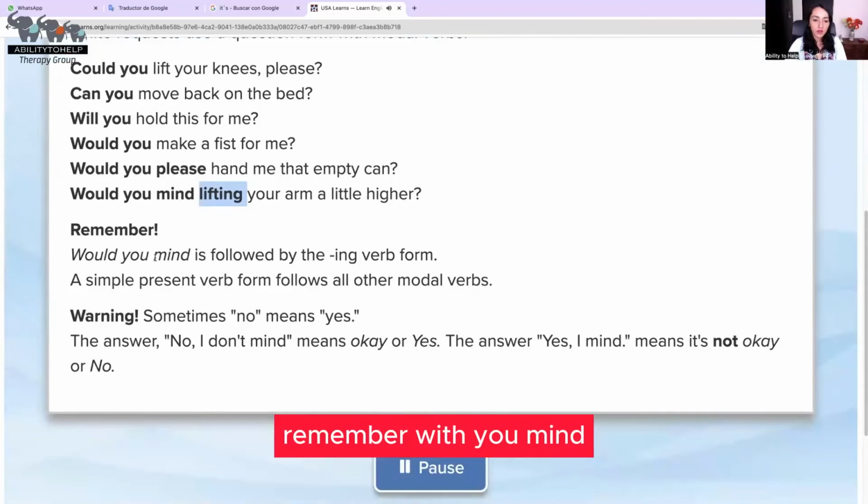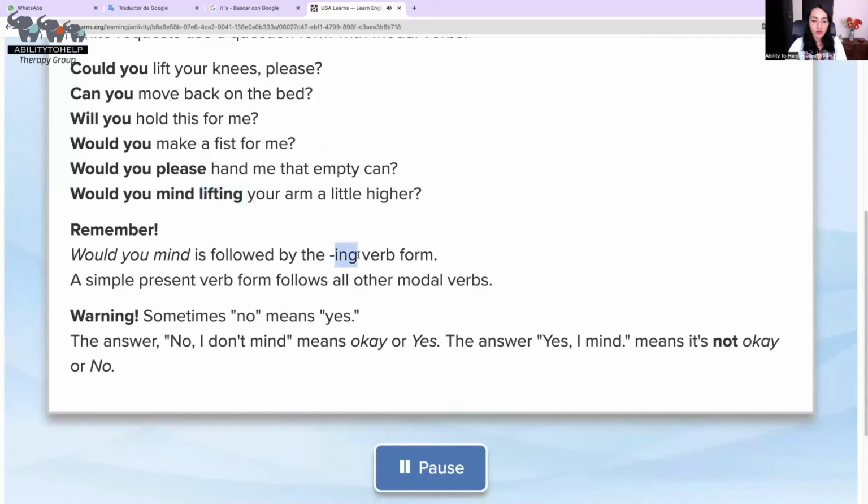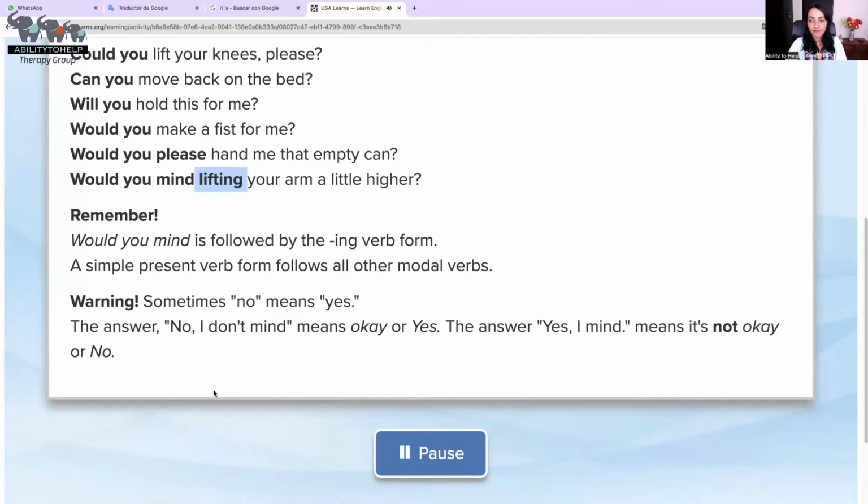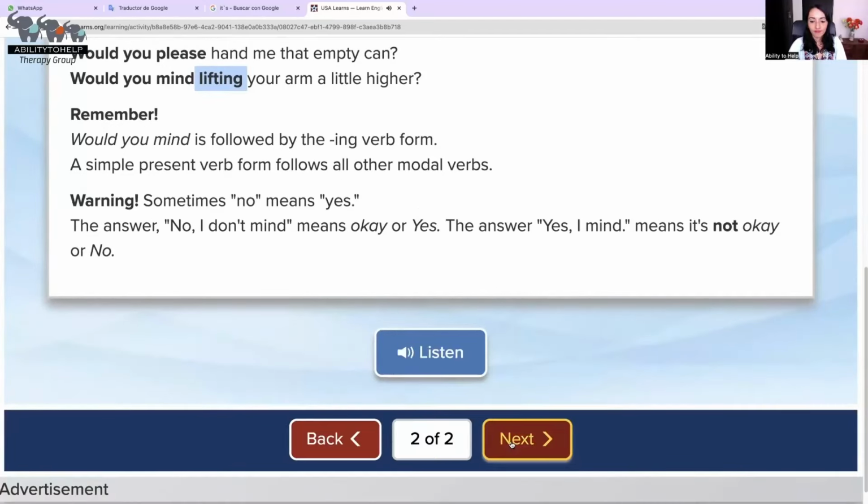Remember, would you mind is followed by the ing verb form. A simple present verb form follows all other modal verbs. Warning, when no means yes, the answer no, I don't mind means okay or yes. The answer, yes, I mind, means it's not okay or no.